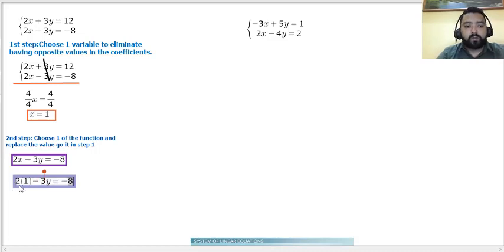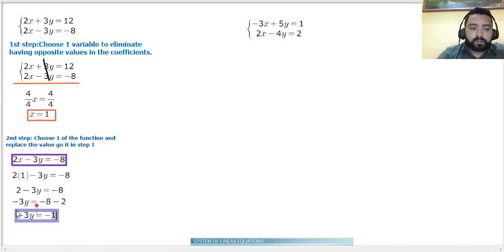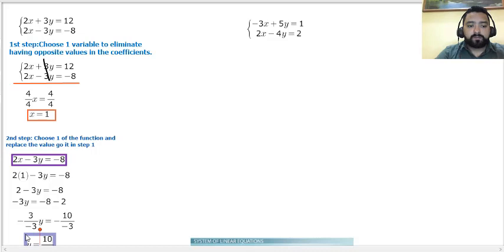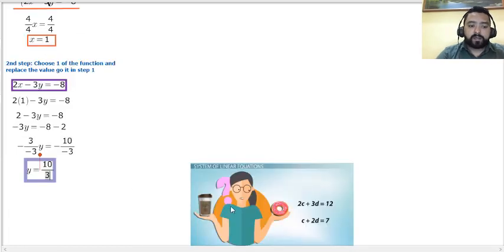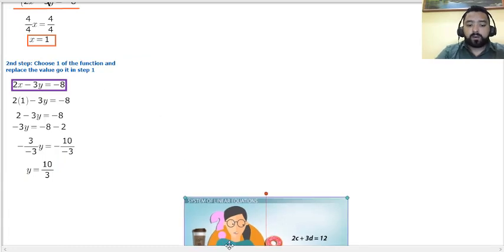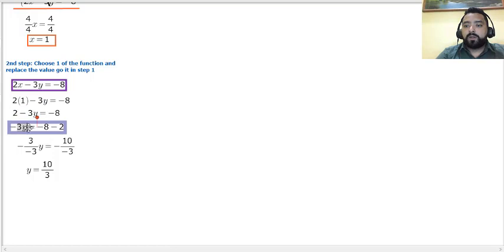We're going to have 2 multiplied by the value for x, that is 1, minus 3y equals negative 8. Then 2 times 1 is 2, minus 3y equals negative 8. Then we're going to have negative 3y equals negative 8 minus 2. Minus 2, because remember, this is positive 2, we move it to negative 2. Then we have negative 3y equals negative 10. Then we need to divide both sides by negative 3 to get 1 in the variable. And finally, we're going to have y equals 10 over 3.